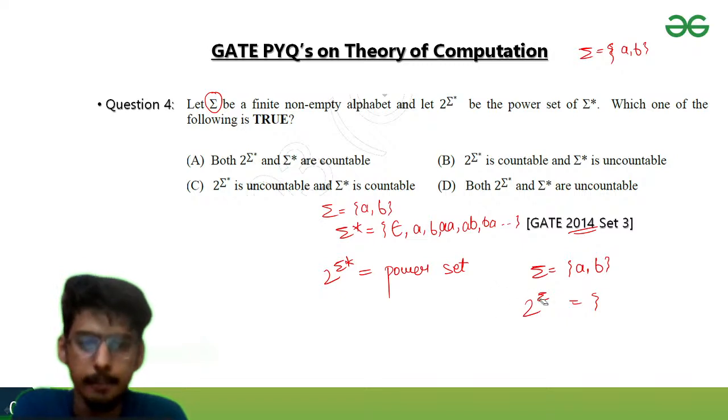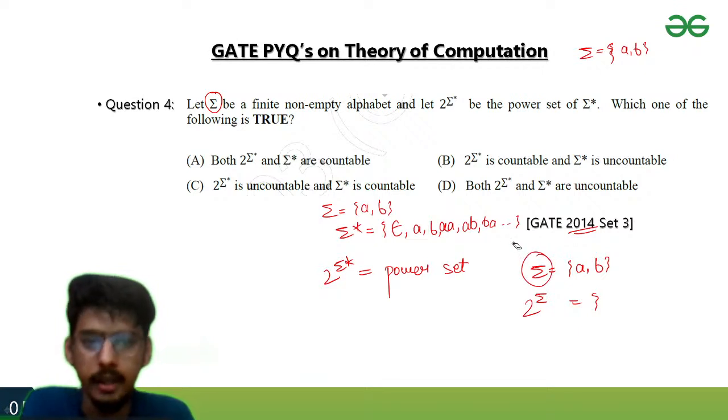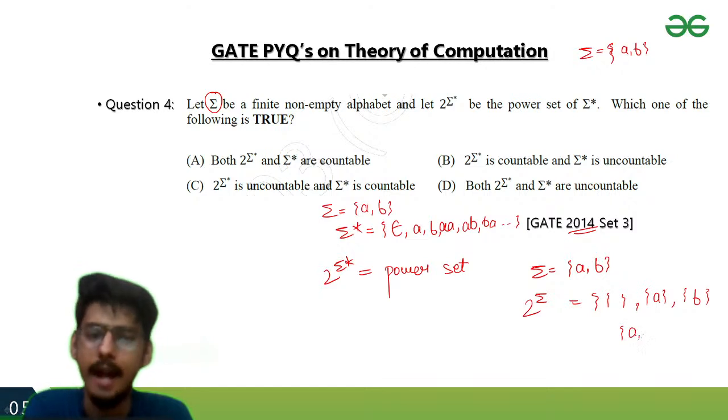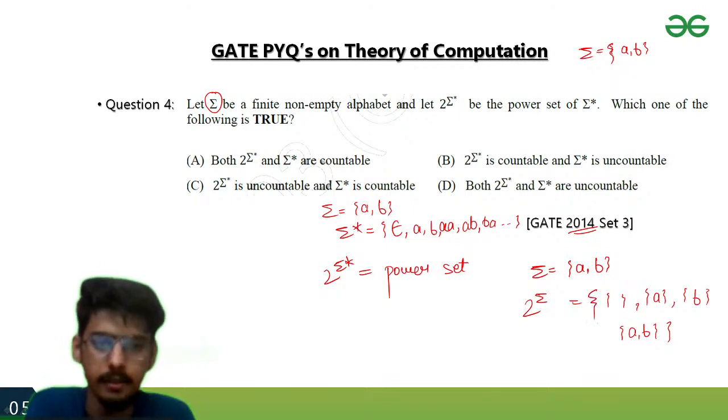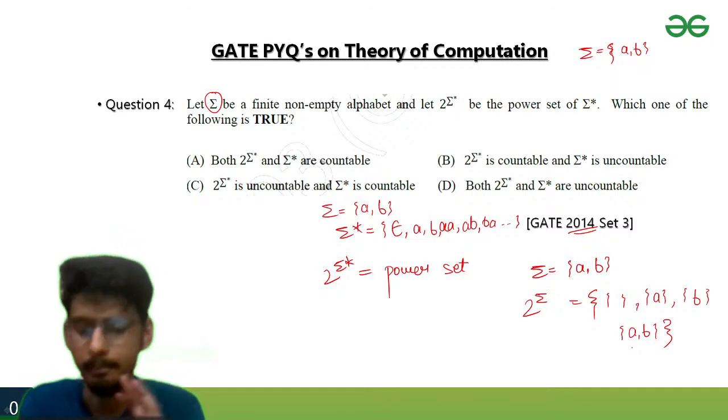So 2 to the power sigma is nothing but the set of subsets of the set sigma. What are the possible subsets? It can be an empty set, or I can have a in the set, or I can have b in the set, or I can have both a and b in the set. This is the power set of sigma. Let me write it again. I hope the brackets are pretty clear. So this is the idea of power set.